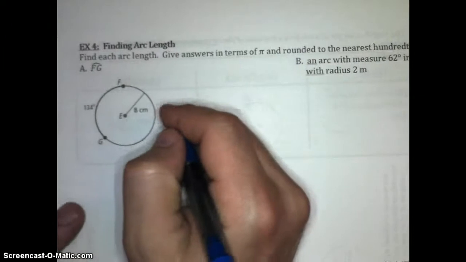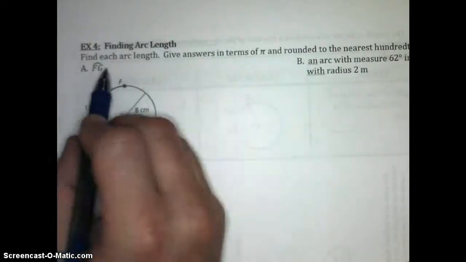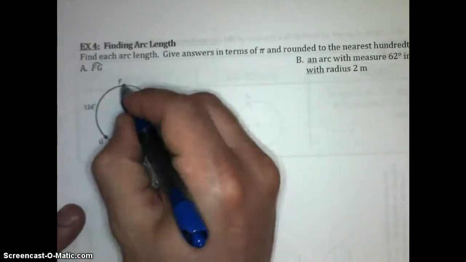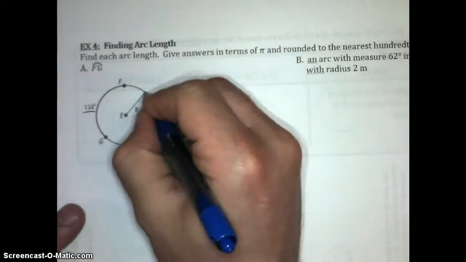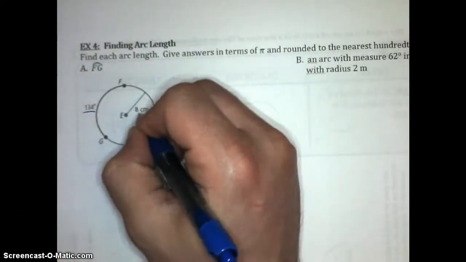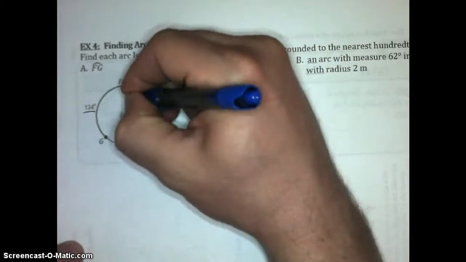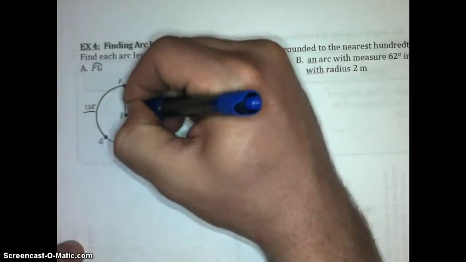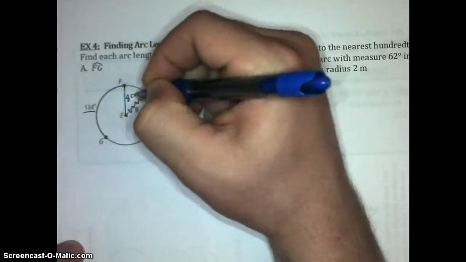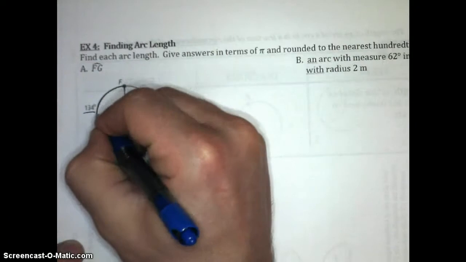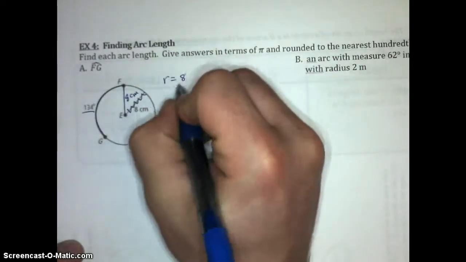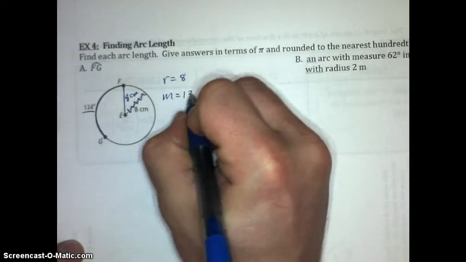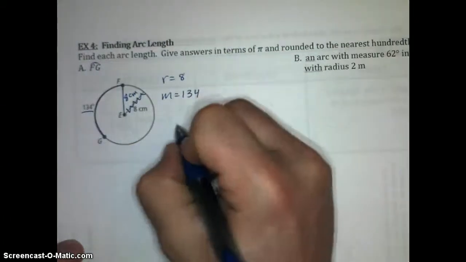So let's take a look at example 4. In example 4, we have a given arc FG with a measure of 134 degrees. And the radius of the circle is 8 centimeters. Now, there's no real good reason why 8 centimeters is drawn here and not here. This is also 8 centimeters. Okay, but it's this arc that we are taking the measurement of. So we know the radius is 8. We know the arc measure is 134, so we just plug those into this formula.